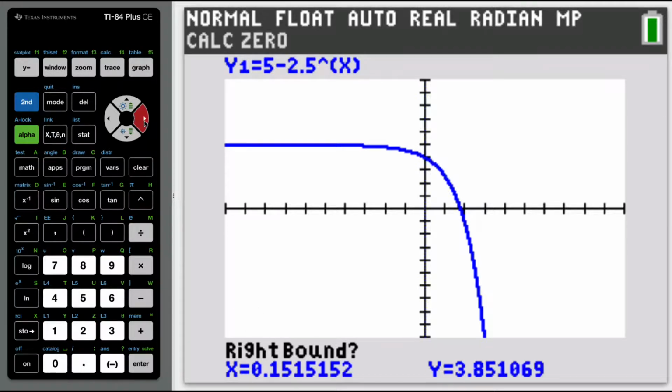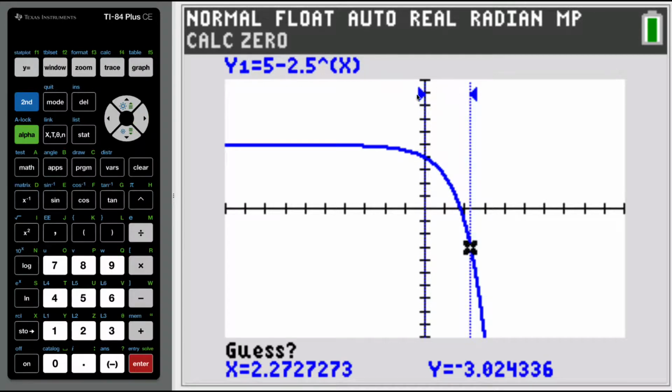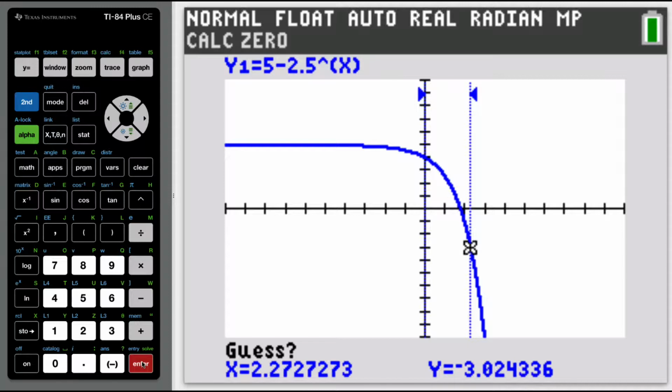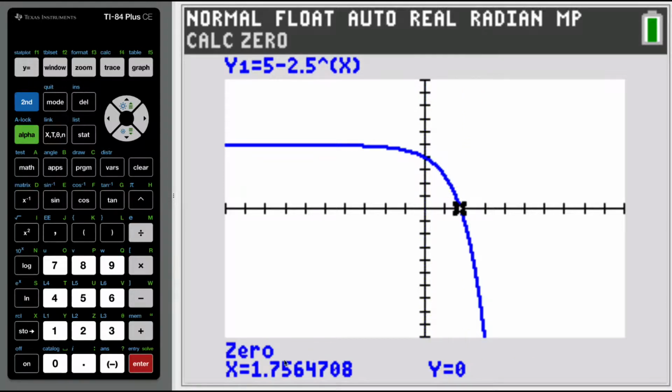Then I want to go to the right side, and what my calculator does is it puts these arrows on there, and it's going to look between those arrows for any places where the function is equal to 0. It lets you take a guess, but you don't have to. You can just hit enter one more time. And this says that we've got a 0 happening at 1.7564708.